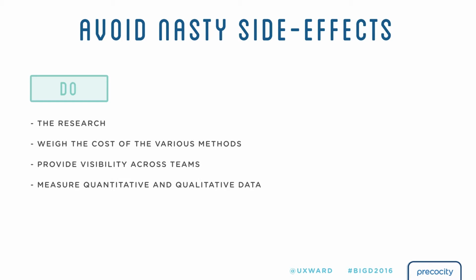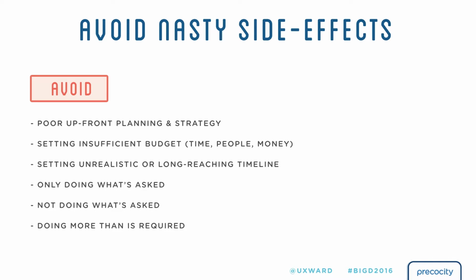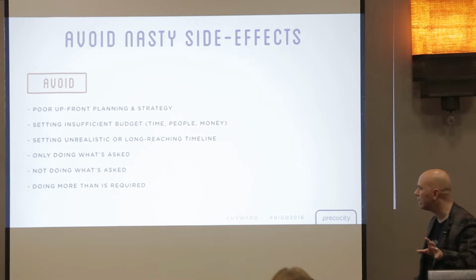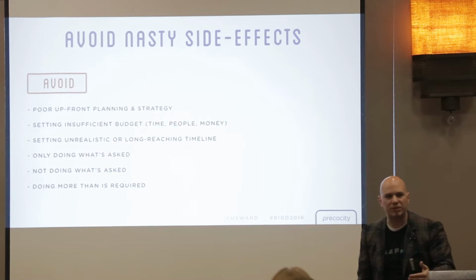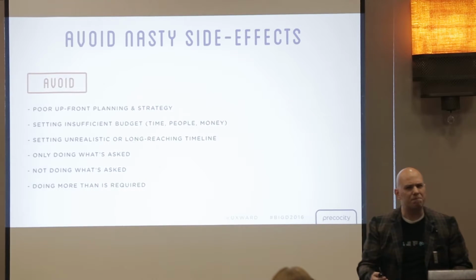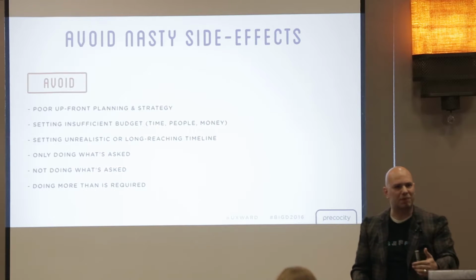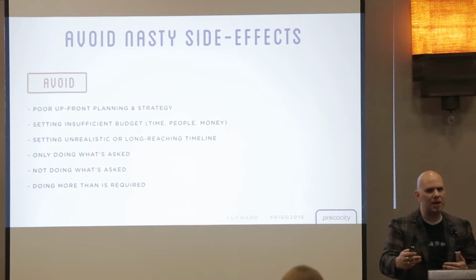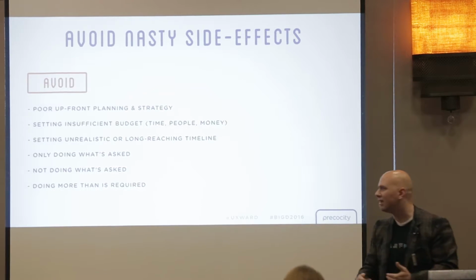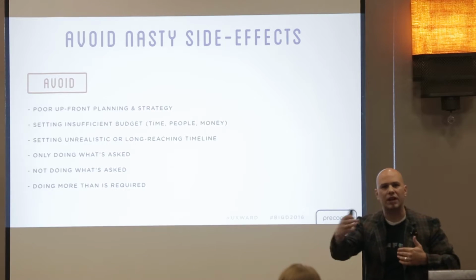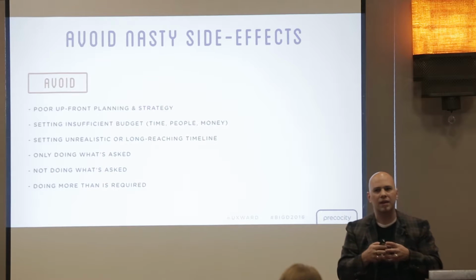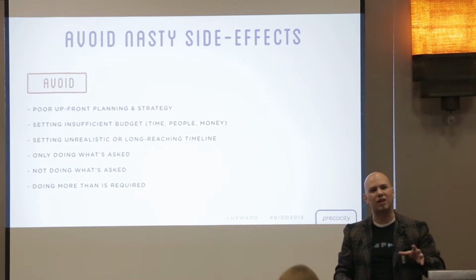Do the research, weigh the cost, and provide visibility. Everything must be transparent. And avoid not planning. Avoid setting an insufficient budget of time, people, money. And then these last three are kind of contradictory. Don't do just what was asked. Go above and beyond. But don't do more than what was asked, because more than what was asked of you may be more than is necessary. And don't do more than is required, because then again, it's overkill, and you only need to do what needs to be done. And so they seem contradictory, but they're not if you really think about it.